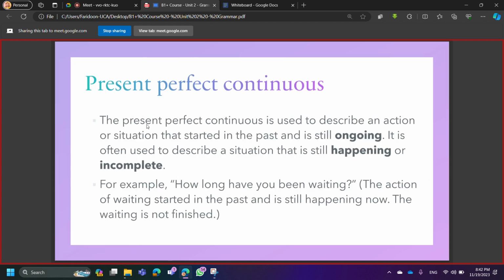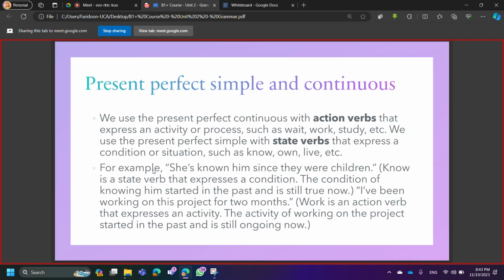But what about the continuous one? The present perfect continuous, guys, is used to describe an action or situation that started in the past and is still ongoing. It is often used to describe a situation that is still happening or incomplete. For example, how long have you been waiting? The action of waiting started in the past and is still happening now. Okay, so the waiting is not finished. The action of waiting is not finished. It's not done.